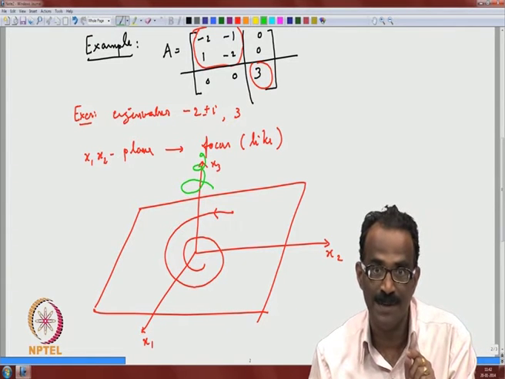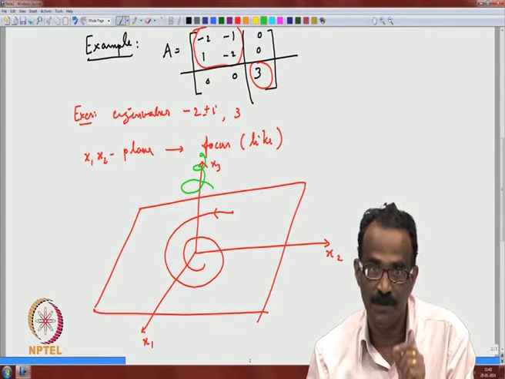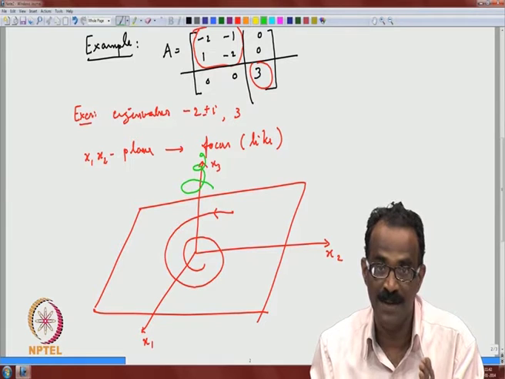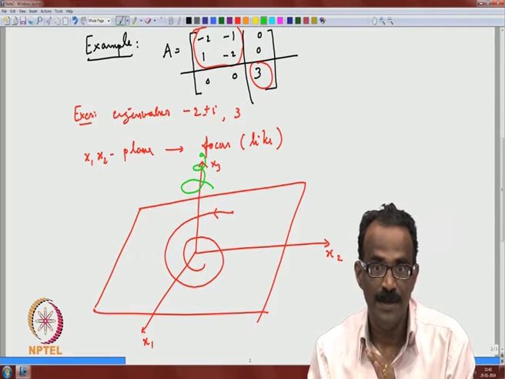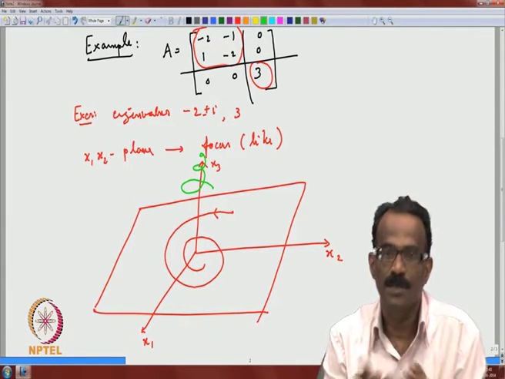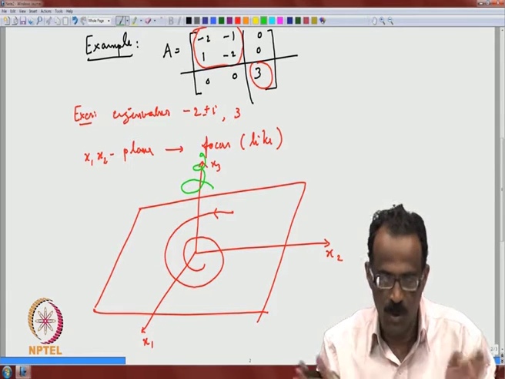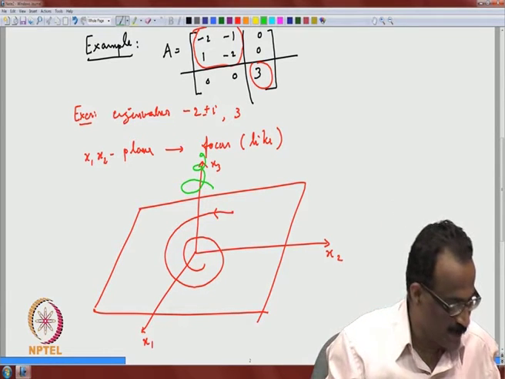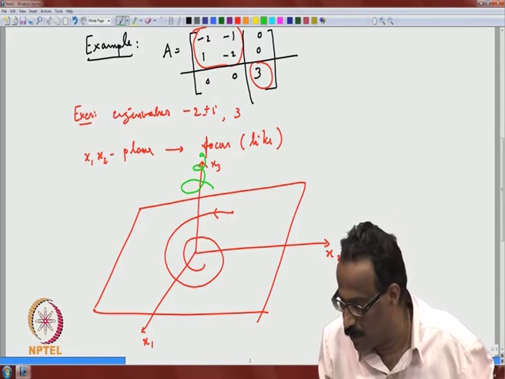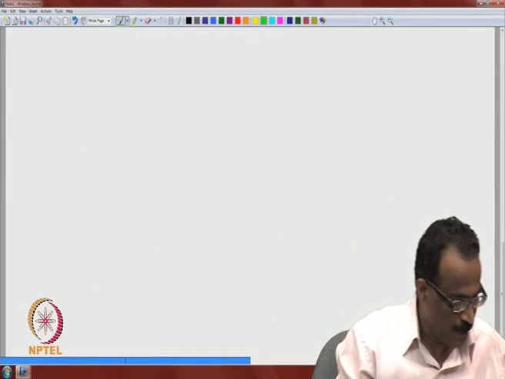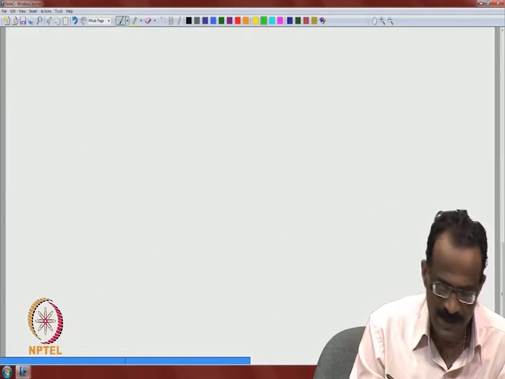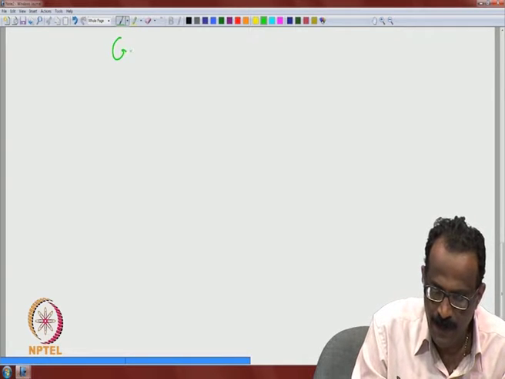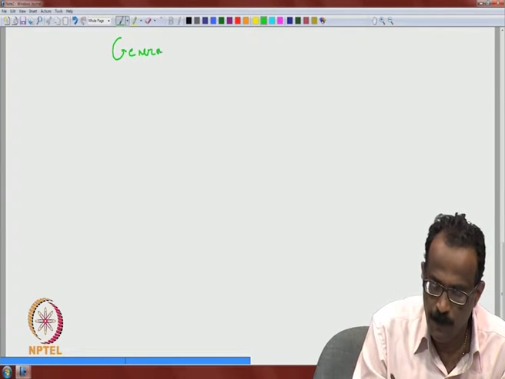So, we have two examples given. One has the focus behavior on a restricted plane, and another example has a saddle point behavior. You can give all kinds of things with the node and all that. So, we will skip this. Now, we will go to the general case and Jordan form.